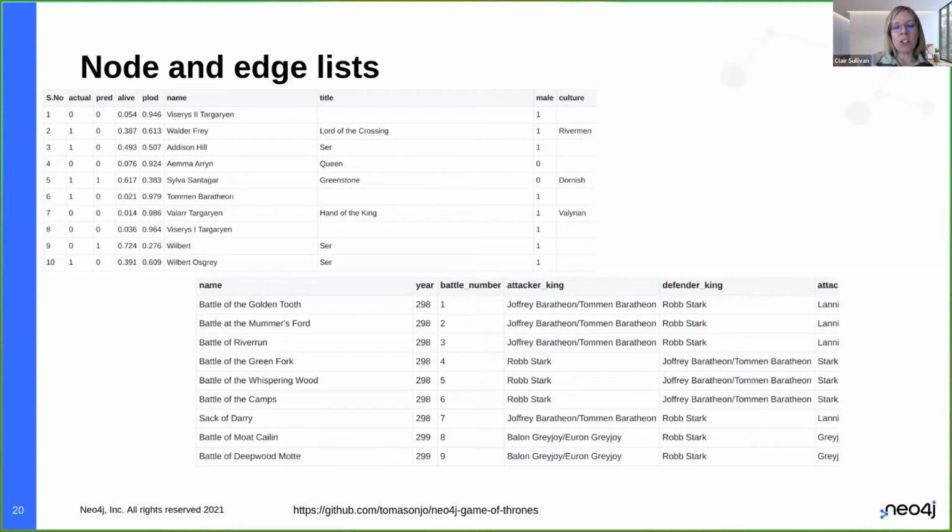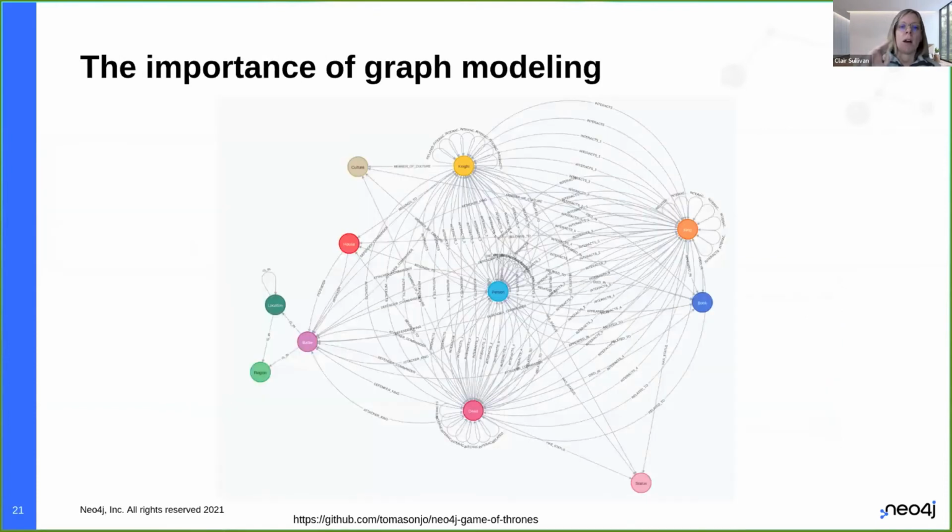And then I have my relationship list, which is this thing at the bottom right here. In this case, I have a few columns. We're looking at battles in this case. And I have a battle called, for instance, the Battle of the Golden Tooth. Now, I've read the books, I've seen the shows. I have no idea what the Battle of the Golden Tooth is. Just go with it. But I have this battle. There was an attacker king and a defender king. It happened in a year. And so basically what I'm doing is setting up relationships between my attackers and my defenders and things like that. If you look at the bottom of this slide, there is a repo that has all of this stuff. And so you can go and peruse through all of the node and edge lists that are available within this graph.